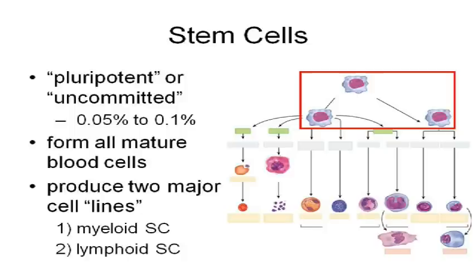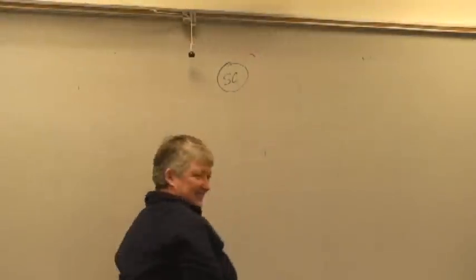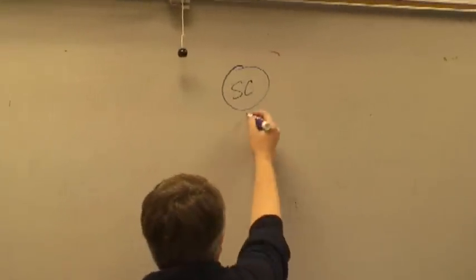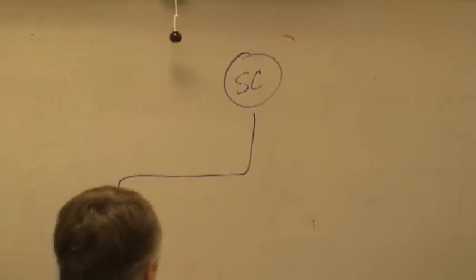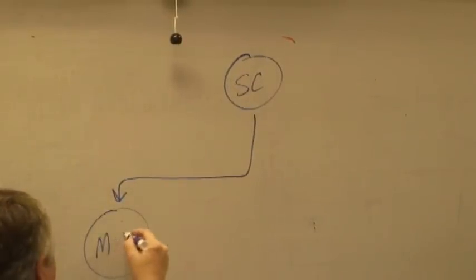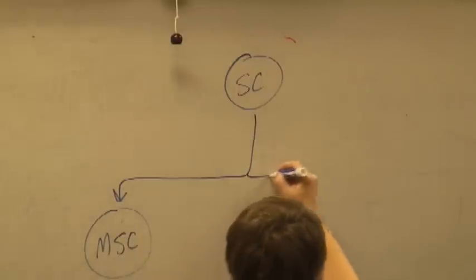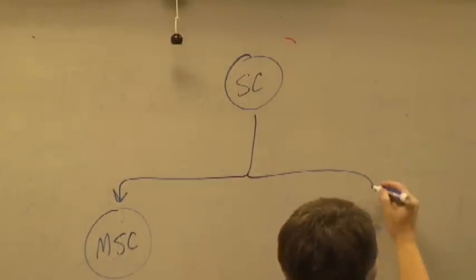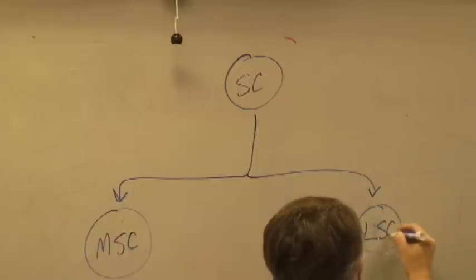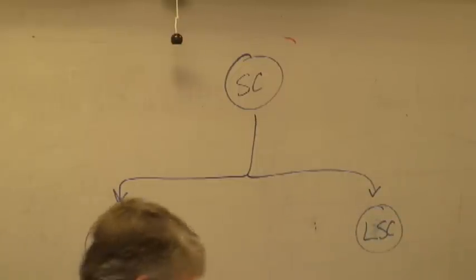Now, they have to make a decision pretty quick. That pluripotent stem cell makes a decision. It divides, and it's either going to become a myeloid stem cell or a lymphoid stem cell. And at this point, it's beginning to limit its options. So here's the mother of all cells. And it divides, and it might become a myeloid stem cell, or it might become a lymphoid stem cell. Everybody with me so far?